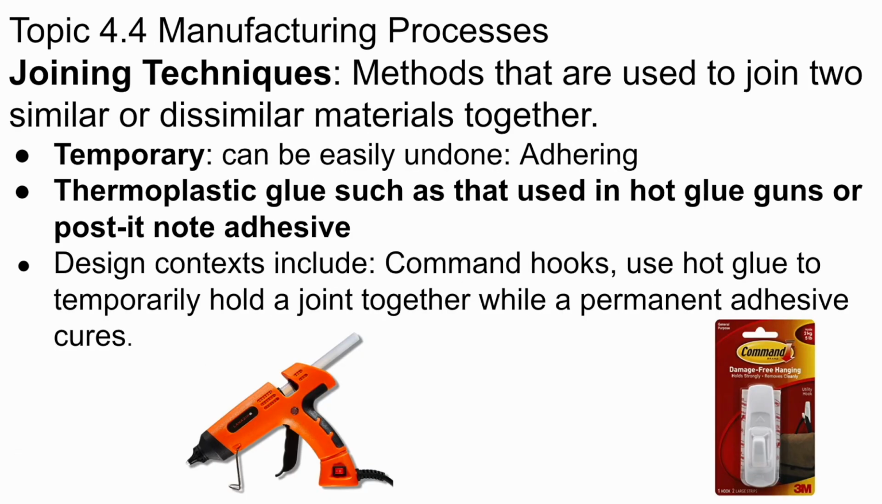Thermoplastics, such as hot glue, can also be considered as a joining technique. So you can also undo hot glue by just heating it again and pulling it apart. Also, command strip, there's this kind of post-it note adhesive, and you can use that to, say, hang a picture on the wall, but then without any damage.